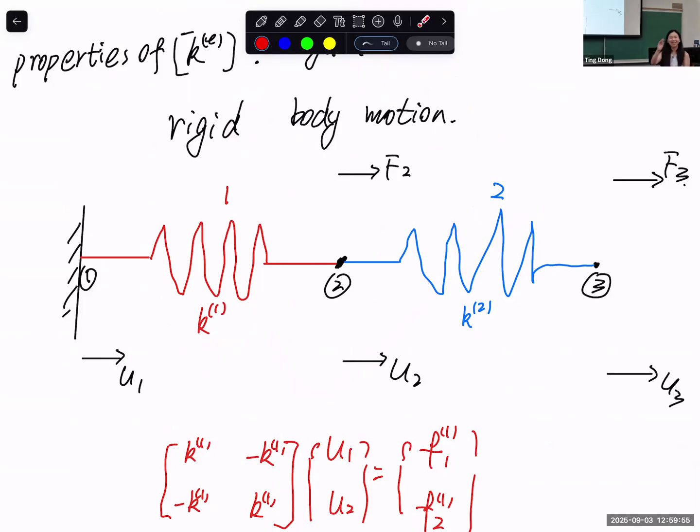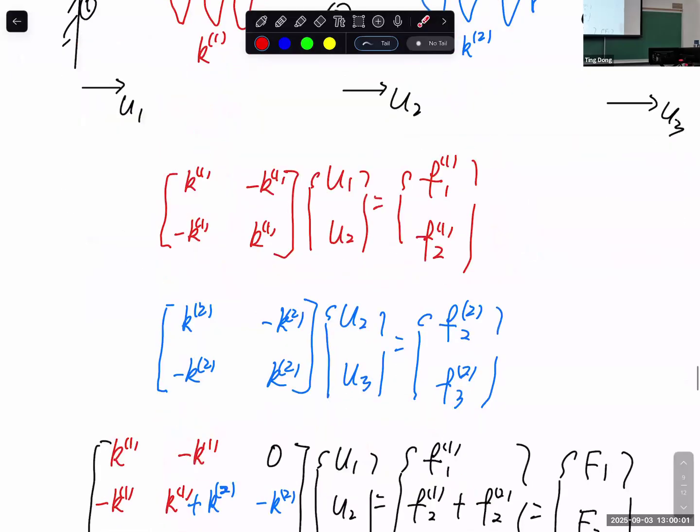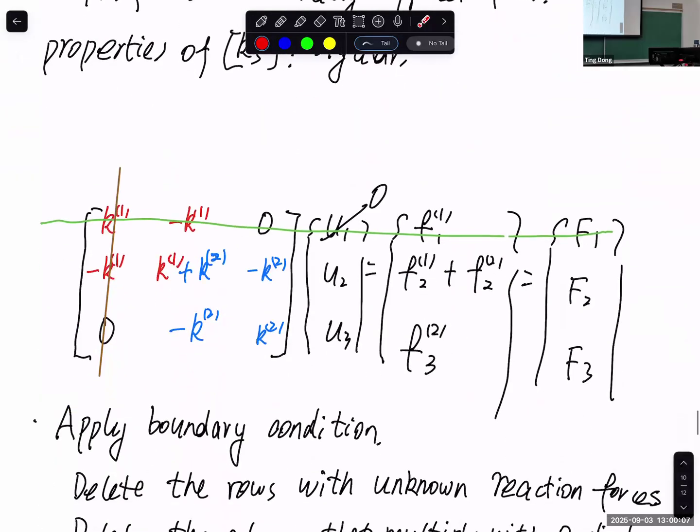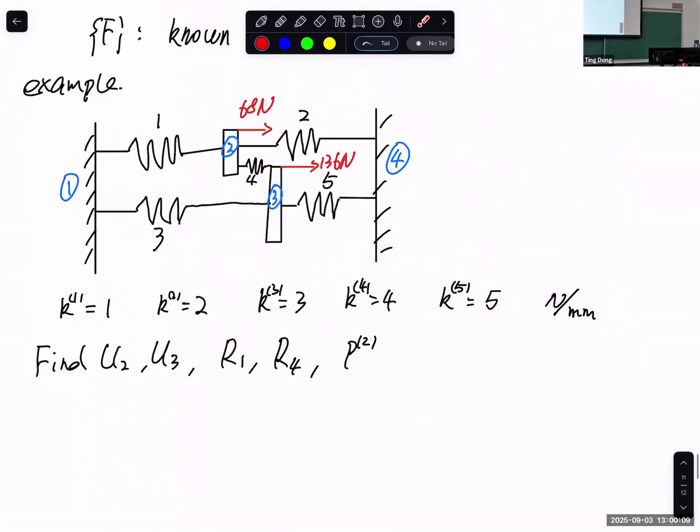So it would be 4 by 4 because it's 4 nodes, right? Yes, thank you. And after apply boundary condition, what's the dimension of the matrix? Before apply boundary condition, it should be 4 by 4 because we have 4 nodes. How about after apply boundary condition? I heard someone said 3. Why 3?